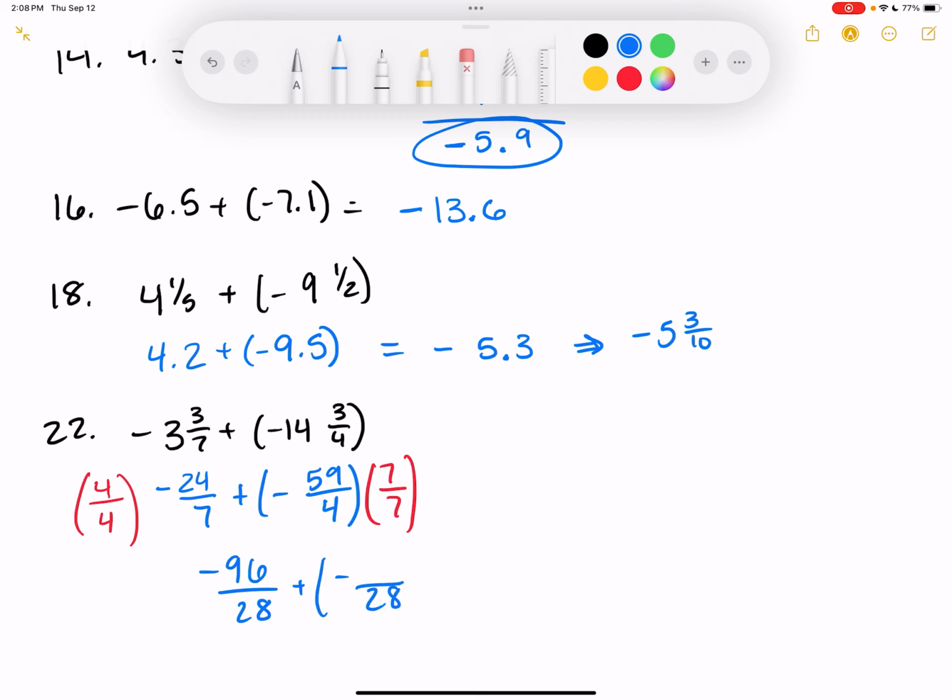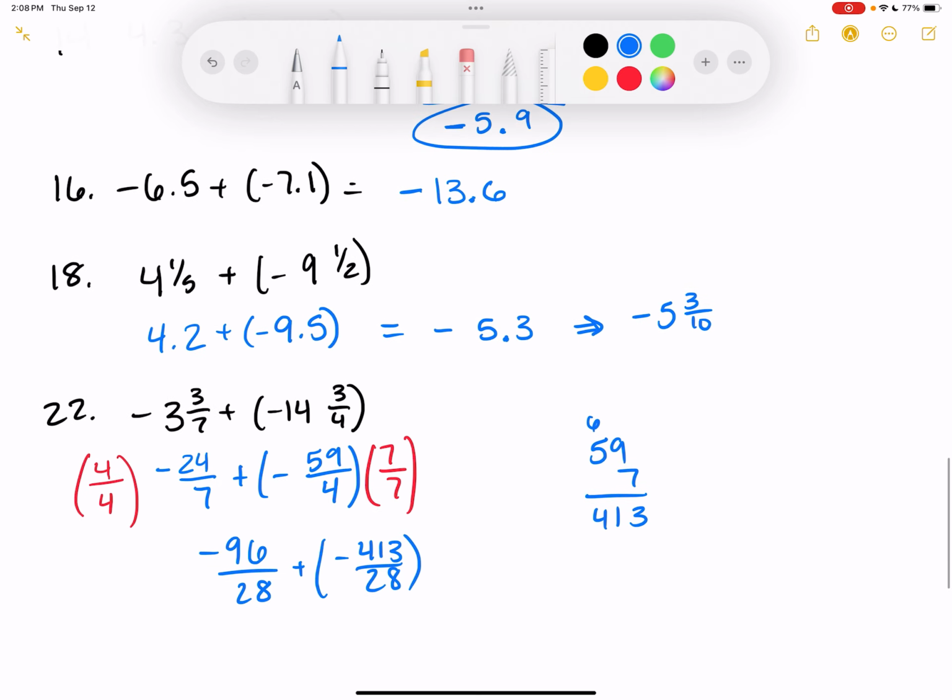oh dear. Oh, that was crazy. 59 times 7. This is not fun. Did somebody else get that same number? I didn't try multiple. It's probably right. Yes, it's right. Just checking to make sure. It looks right. It sounds right.